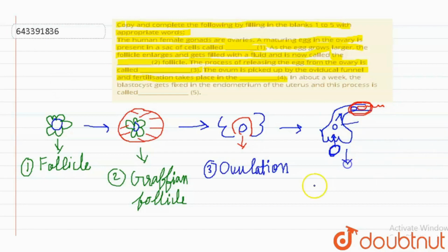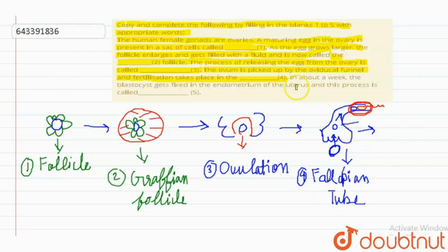So the question said the ovum is picked up by the oviductal funnel and fertilization takes place in the fallopian tube. Fallopian tube. So this would be our fourth blank.